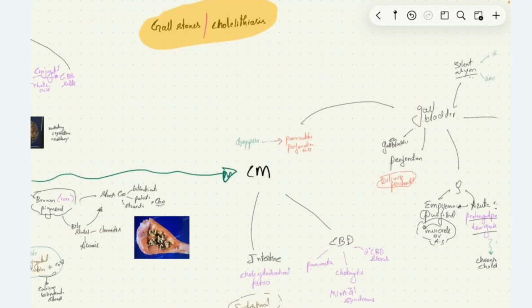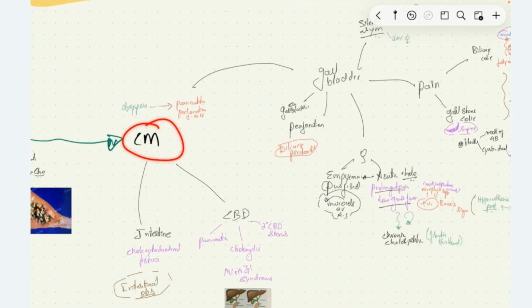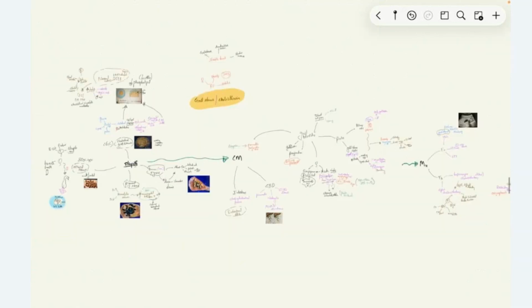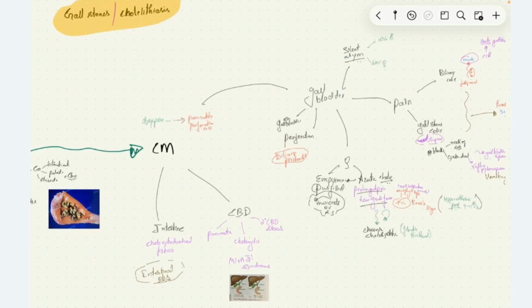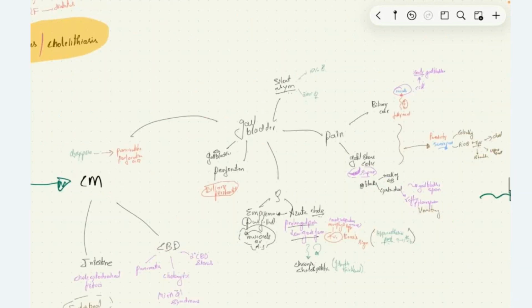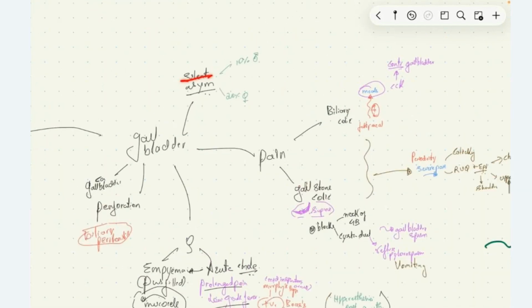Then we have clinical manifestations of gallstones. Please note the clinical manifestation of gallstones can range anywhere between dyspepsia to pancreatitis and perforation of gallbladder. The clinical manifestation related to gallbladder: it can be silent and asymptomatic in 10% of males and in 20% of females having gallstones.